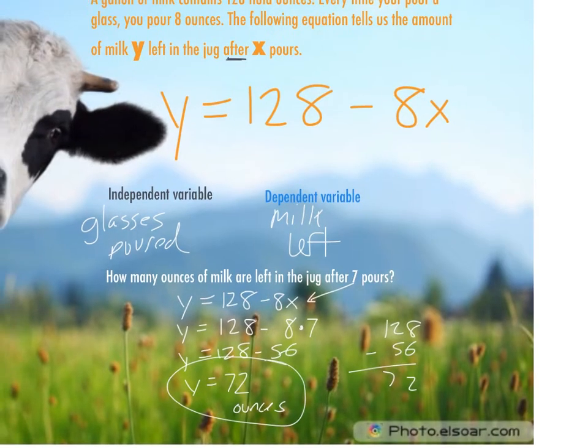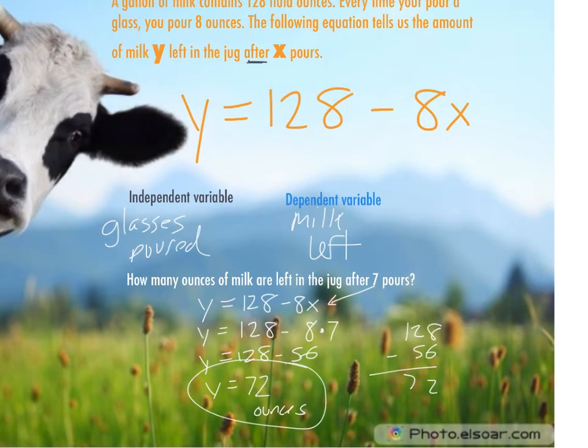Okay, and then we need to remember that we talked about solutions to equations in 2 variables not being just one number but 2, like an ordered pair. So what is our ordered pair answer for this one? Well, let's think. X and Y, okay? And we said, how many ounces of milk are left after 7 pours? Well, pours was X, so we're going to put the 7 there. But when we poured out 7 glasses, what ended up happening to our Y? Our Y ended up being 72. Okay, so 7 comma 72 would be our answer here.